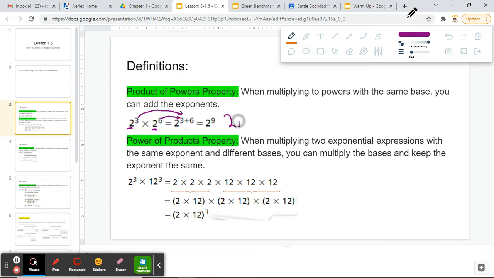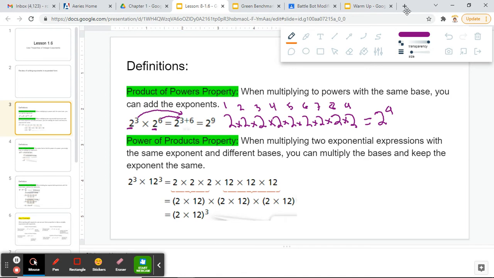The reason for this is that we could rewrite 2 to the 3rd 3 times, plus 2 to the 6th, which we could write 6 times. And then if we count up how many numbers we have here, we have 1, 2, 3, 4, 5, 6, 7, 8, 9 numbers here, 9 2s. So again, when we're multiplying a 2 by itself 9 times, we could rewrite that as 2 to the 9th. Or we could use our product of powers property to take a little shortcut and simply add the exponents as opposed to rewriting it in its expanded form.